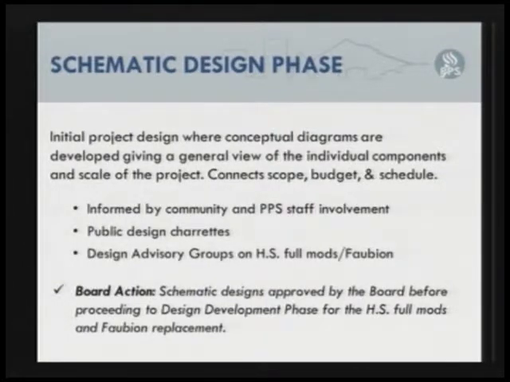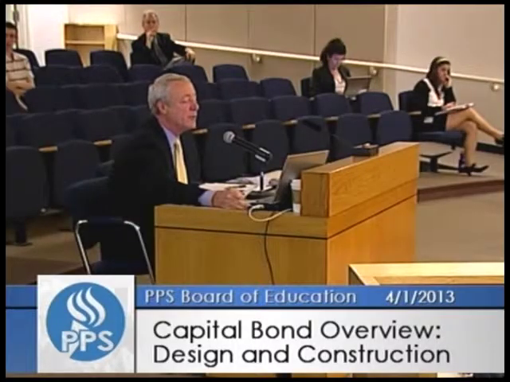We also are planning to have design advisory groups for the full modernizations at the high schools and Fabian. When we made the presentation on community engagement earlier, we highlighted some of the features of the design advisory groups. These groups will be customized, specific to each one of those four sites, and I think we'll have a lot of value added for the design team. Like the master plan phase, the schematic design phase is also something we like to bring forward to you so you can get a better sense of how we're connecting the components identified in the master plan and see how the budget, the schedule, and the scope all connect.